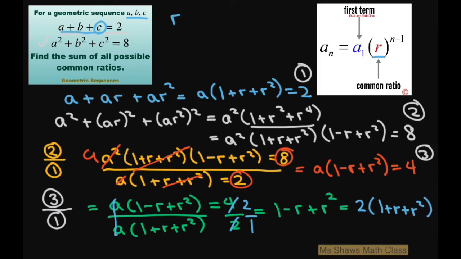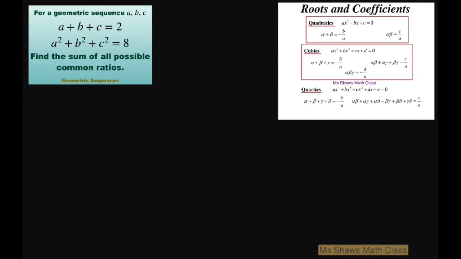All right, we're going to simplify all this, and we get 2 plus 2r plus 2r squared. And set everything to 0, and this is going to give you r squared plus 3r plus 1 equals 0. Now that we have that, let's write that out. We have r squared plus 3r plus 1 equals 0.